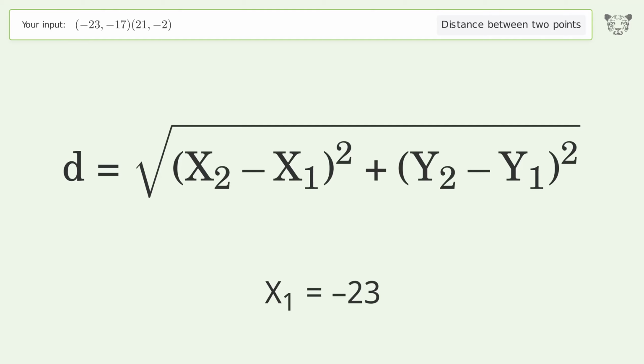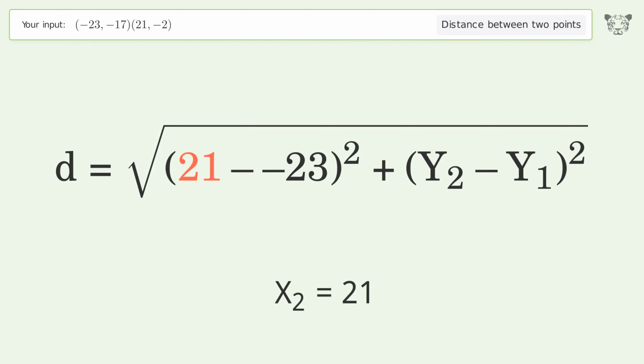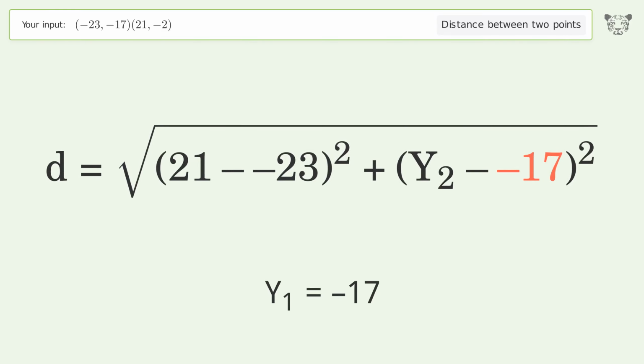x1 equals -23. x2 equals 21. y1 equals -17. y2 equals -2.